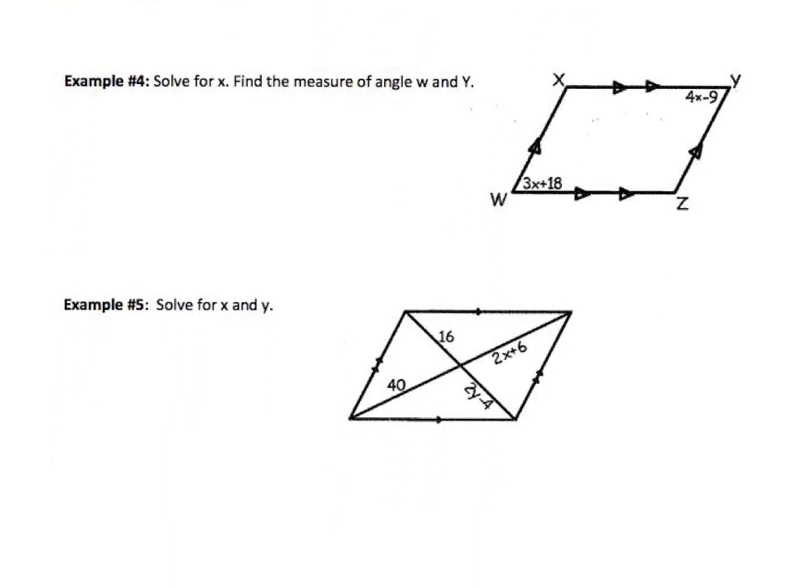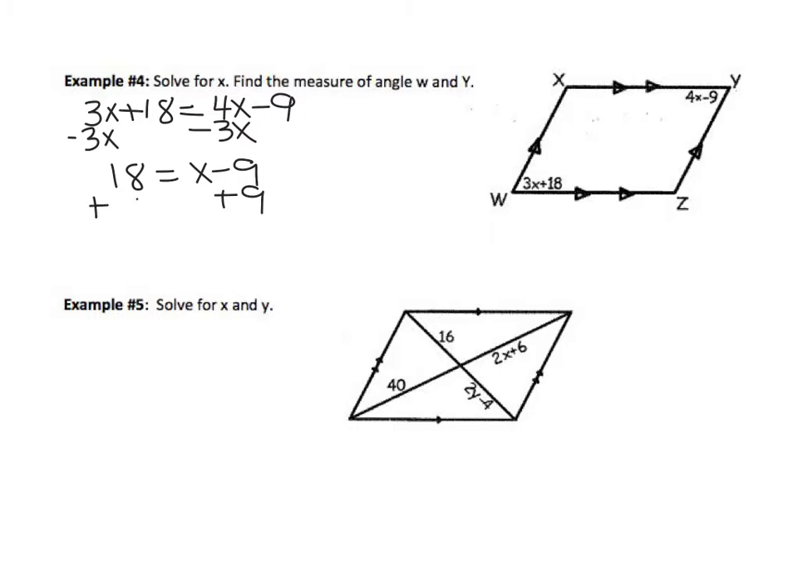Example 4, we want to solve for x, and then we want to find the measure of our angles W and Y. So angles W and Y are opposite, which means they are congruent. So 3x plus 18 is going to equal 4x minus 9. I'm going to subtract 3x from both sides. So we get that 18 equals x minus 9. Then we're going to add 9 to both sides. So we get that x equals 27.